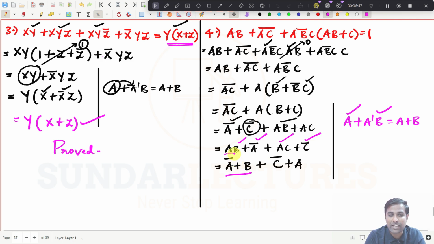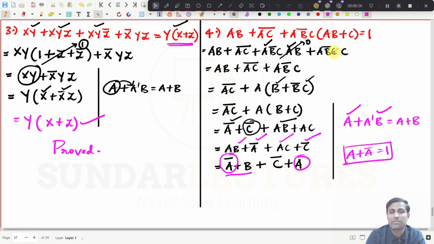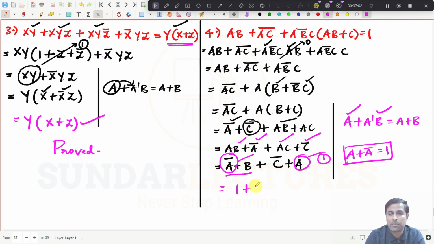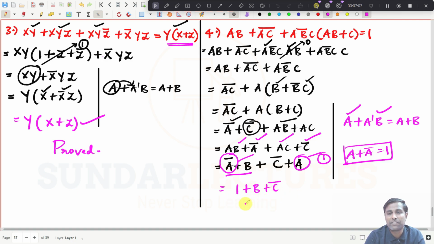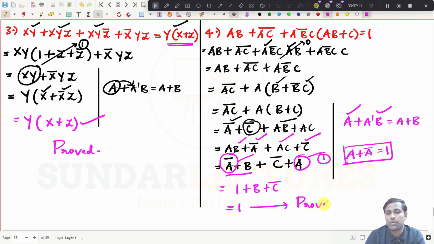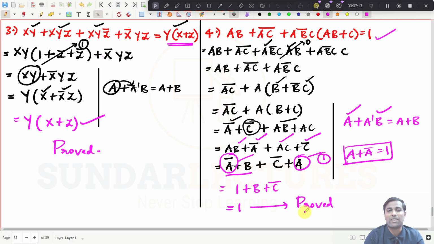And you see here, what is a bar plus a? Tautology. Has come. This is 1, right? Tautology becomes 1. So this term and this term makes it to 1. So you will have 1 plus b plus c bar. Whatever is added with 1, the answer will be 1. So straight away it is proved. This value, that is 1, right? So maybe this is the whole idea, right?